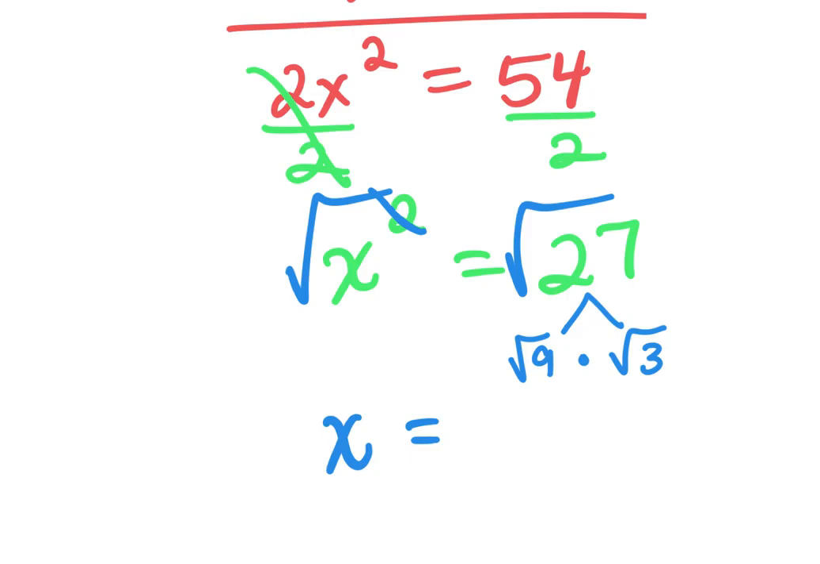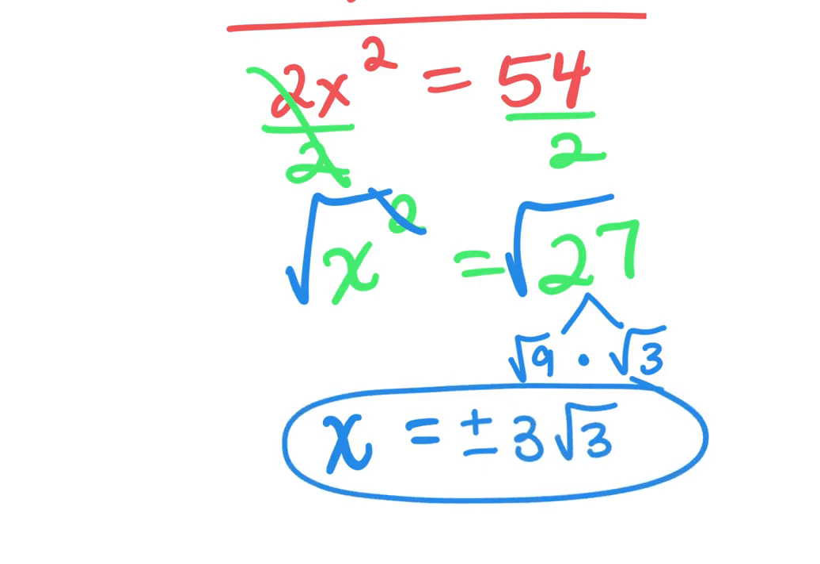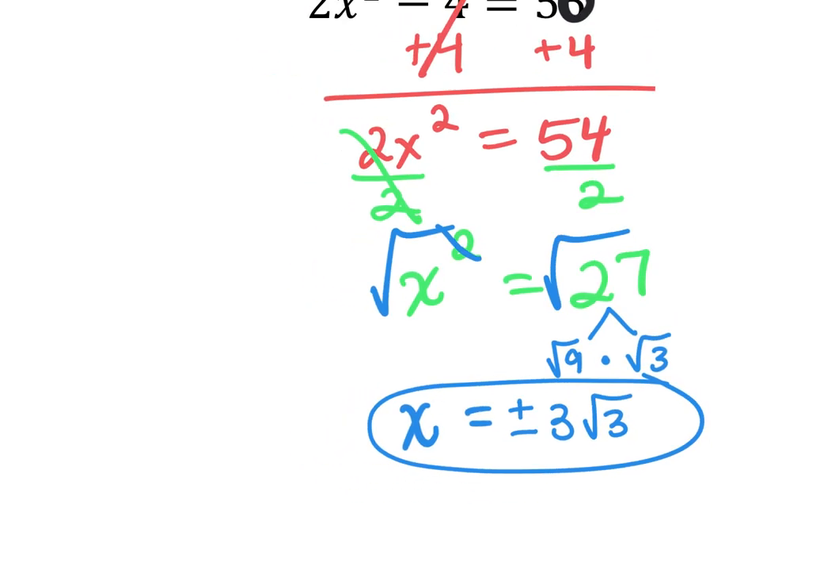Congrats, guys. Okay, so now that we've broken down the square root of 27, we can take the square root of 9. The square root of 9 is going to be 3. So x equals plus or minus 3, and then that leftover square root of 3. So x equals plus or minus 3 square roots of 3.